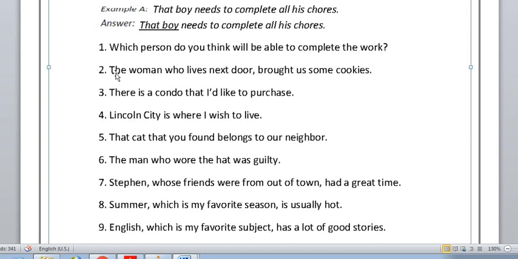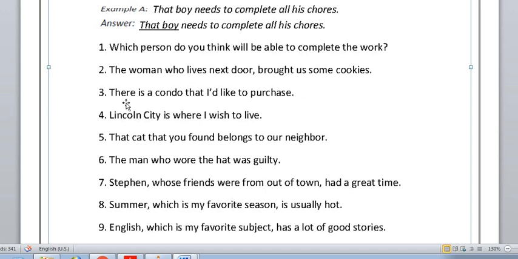Number two, the woman who lives next door brought us some cookies. Where is that adjective clause? Yes, start with who. Who lives next door? Yes, very good. Number three, there is a condo that I'd like to purchase. Yes, start from that. That I'd like to purchase. This is the adjective clause.